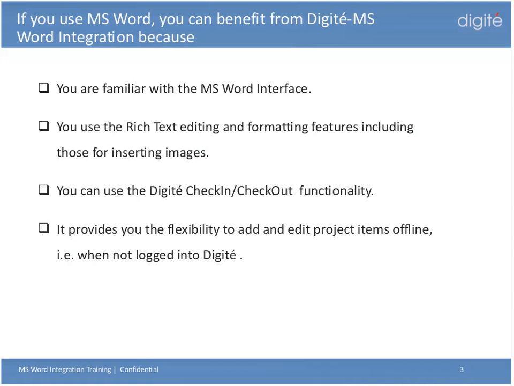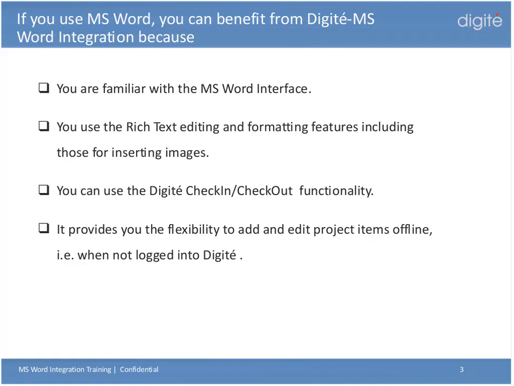Digite checkout: once a user has checked out the document in Digite, it will prevent any other user from modifying the checked out work item, so that a single user can work on it. Once the work is done, he can check the document back in, and then other users will be allowed to work on the same document.